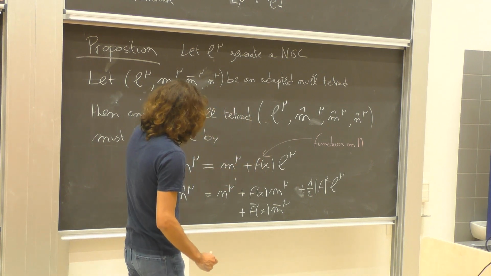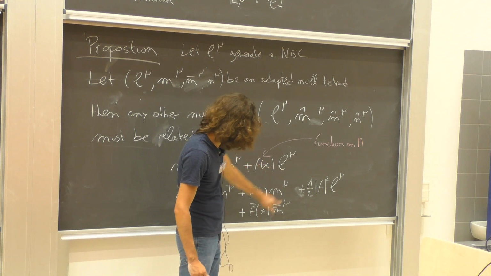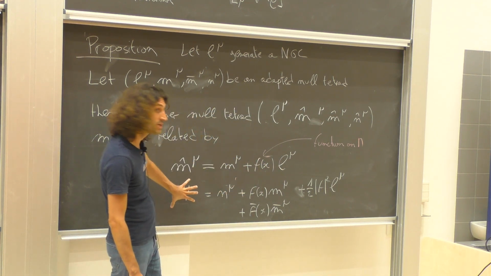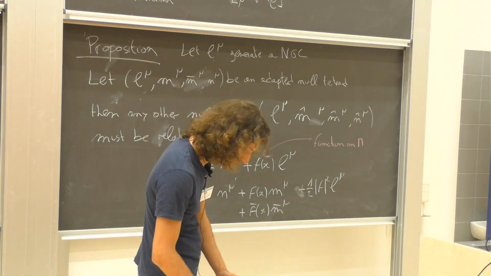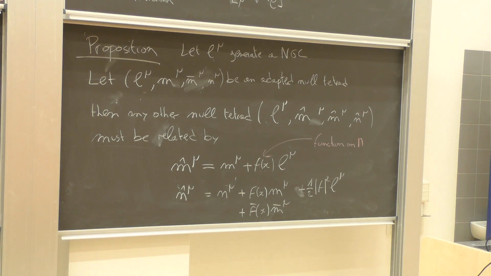So you see, this is the point. M is defined up to addition of L. But once you fix M, it fixes this function f, so it's completely fixing n. This is what you should have in mind. So why is this interesting? Because now we can construct invariants of the null geodesic congruence. We can keep the definition here.